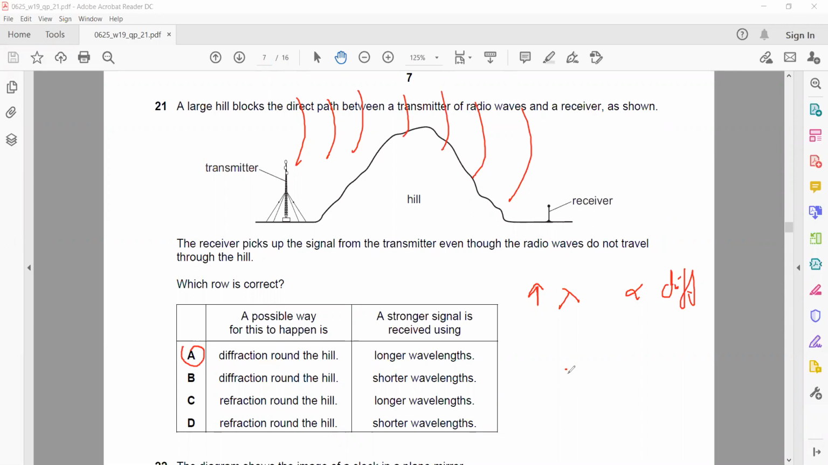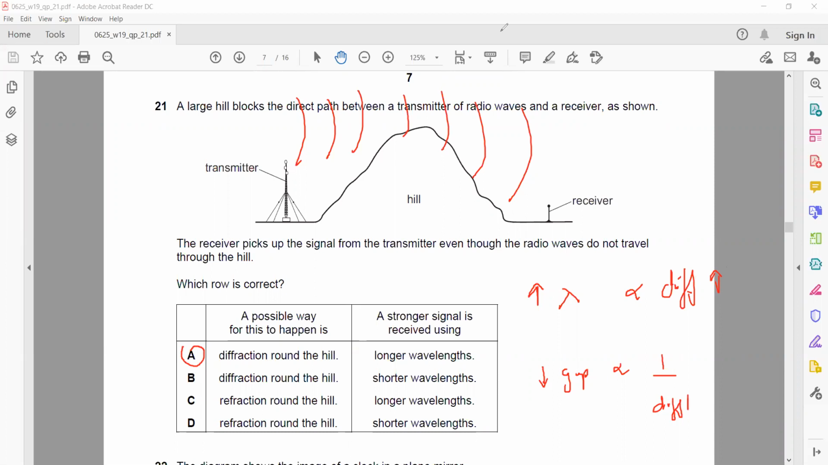The gap size and diffraction are inversely proportional. If the gap size is smaller, diffraction is more. If the wavelength is greater, the longer wavelength has greater diffraction. When the wavelength is longer than the gap size, the diffraction will be more.